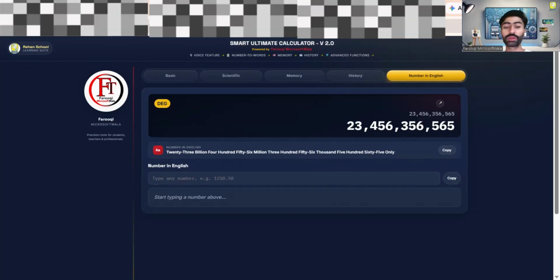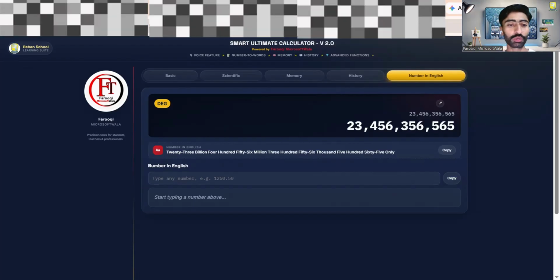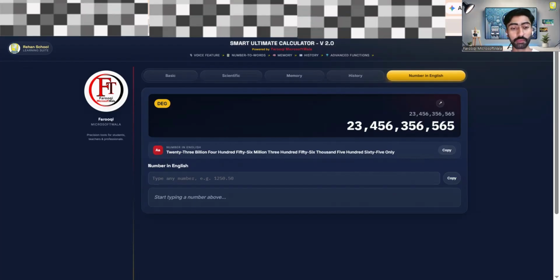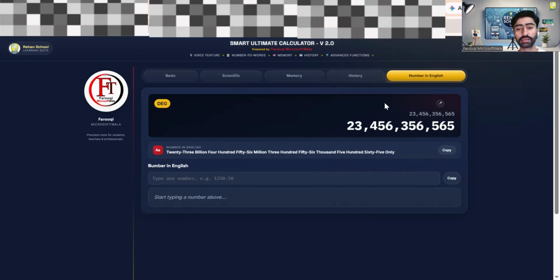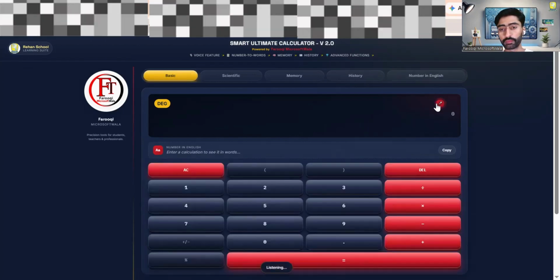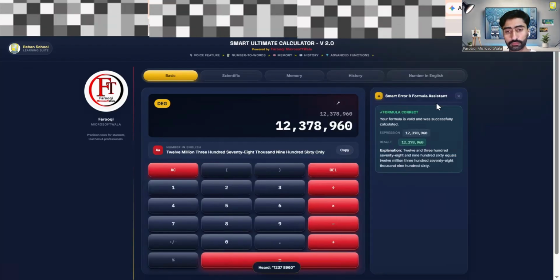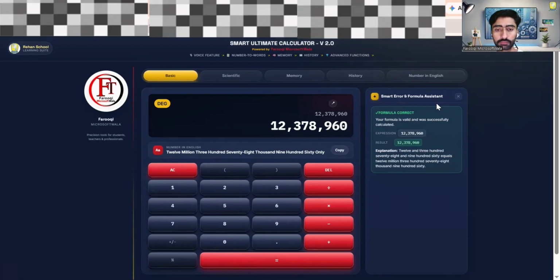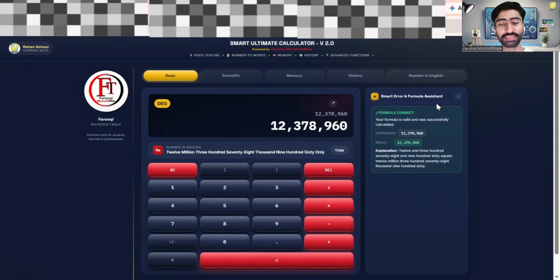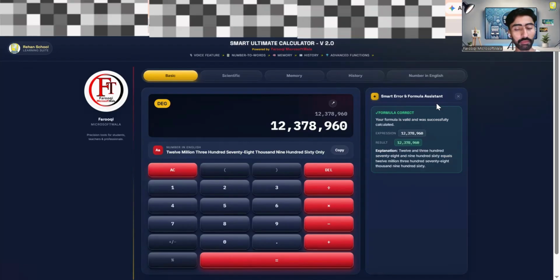Voice command. And now let's explore one of the most interesting features of this Smart Ultimate Calculator version 2.0. With the voice command feature, we can give calculations through our voice instead of typing everything manually. For example, I can simply command: one, two, three, seven, eight, nine, six, zero, 12,378,960 equals 12,378,960. Now you can see that it can recognize our voice command and implement it in a befitting manner.